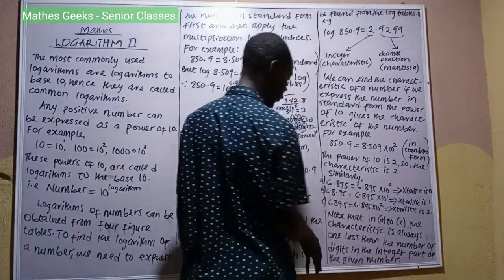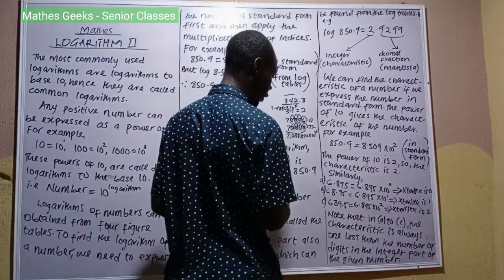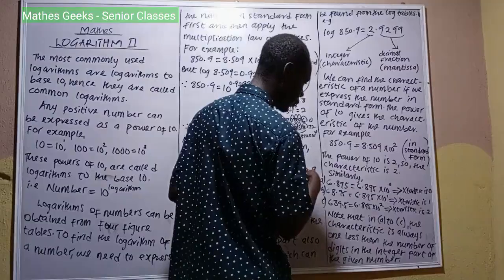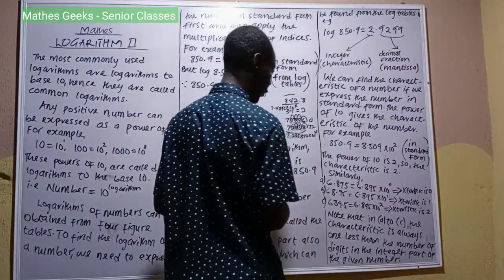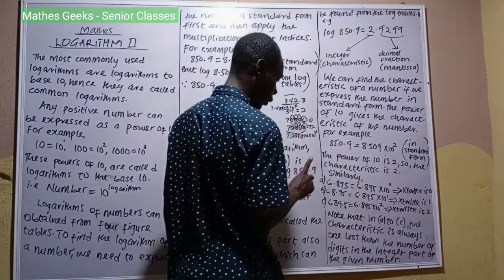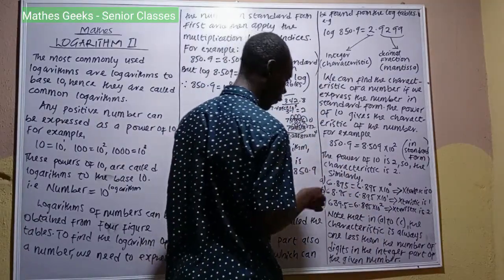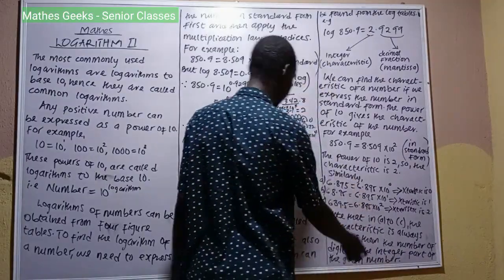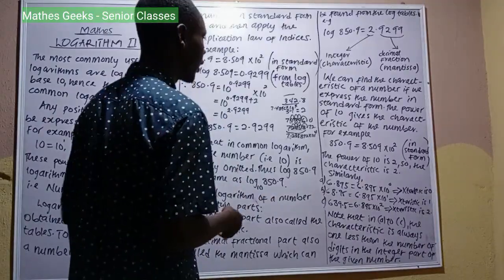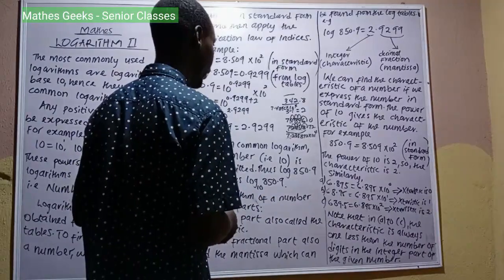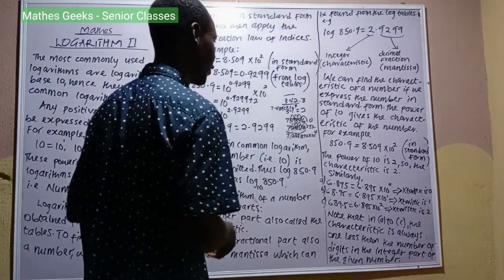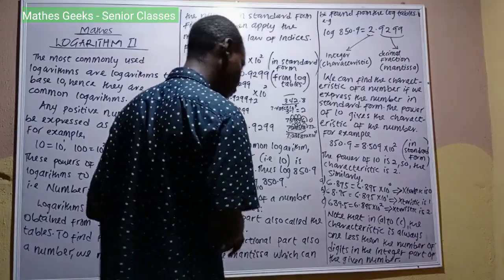It's always gotten from the power of 10 when the number is expressed in standard form. And always note that it's always one less than the number of digits in the integer part of the given number. So all you need to do if you want to express it in standard form is just take a look at the number of digits in the integer part, count them, and then subtract 1 from it, and then you get the characteristic. It's as simple as that.